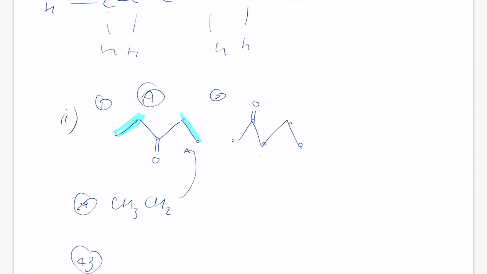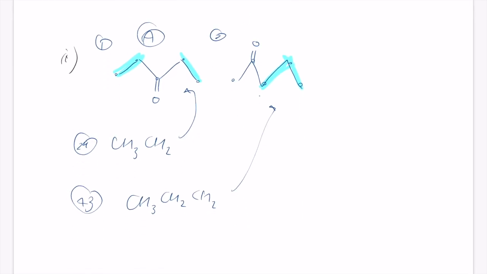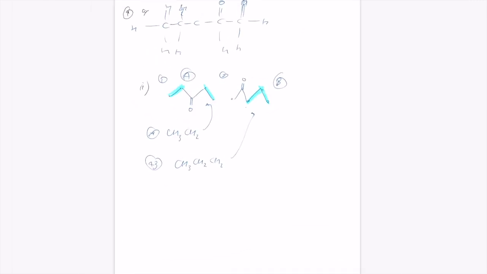The 43 corresponds to the CH3, CH2, CH2 fragment. And this is present here. It's right here. This is the CH3, CH2, CH2 group. So this must be B. So those are the corresponding structures and mass spectra. Okay, B.